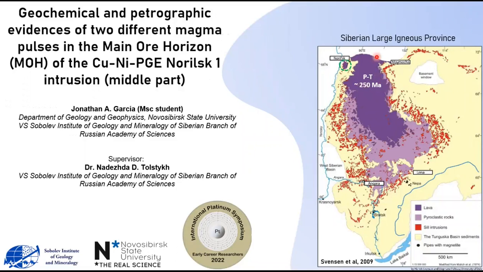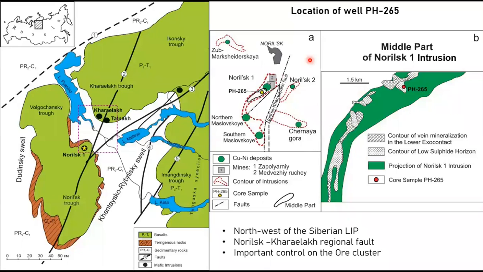And as many mafic, ultramafic sills, here in red is coeval with the end-Permian mass extinction. So the material of the study was obtained from well PH 265, which is located in the middle part of the Norilsk 1 intrusion. And like the other world-class deposits, Kharaelakh and Talnakh, it is controlled by the Norilsk-Kharaelakh regional fault.